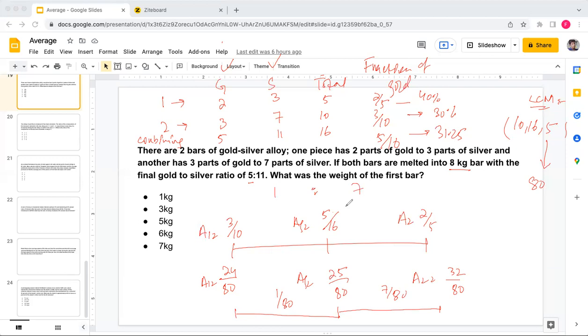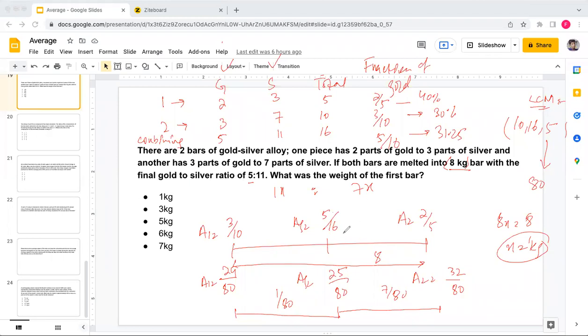The question is saying we are given that the final value is 8 kg. This is the first question in which we are given the final weight, which is 8 kg. And we know the ratio 7x and x, so 8x is equal to 8 and x is equal to 1 kg. And the question is asking, what was the weight of the first bar?